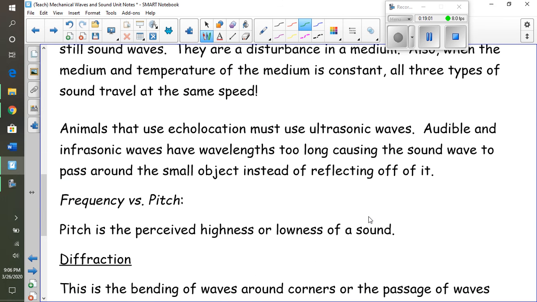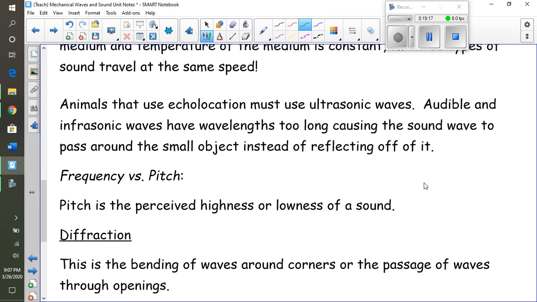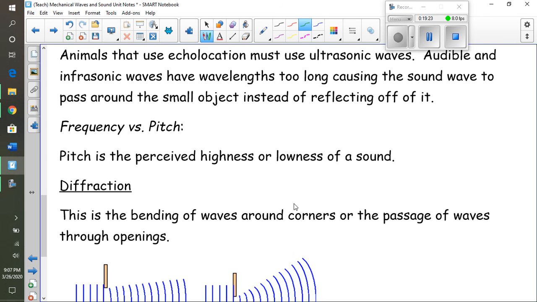And just some fun things here. Animals that use echolocation must use ultrasonic waves. Audible and infrasonic have too long of a wavelength, which causes the sound waves to pass around smaller objects instead of reflecting off of them. So echolocation is only ultrasonic. Again, pitch is the perceived highness or lowness. Frequency is the actual measurement of that.